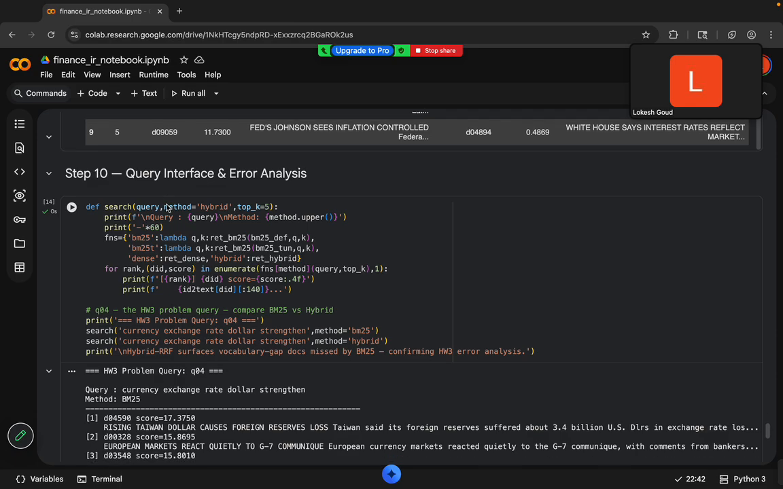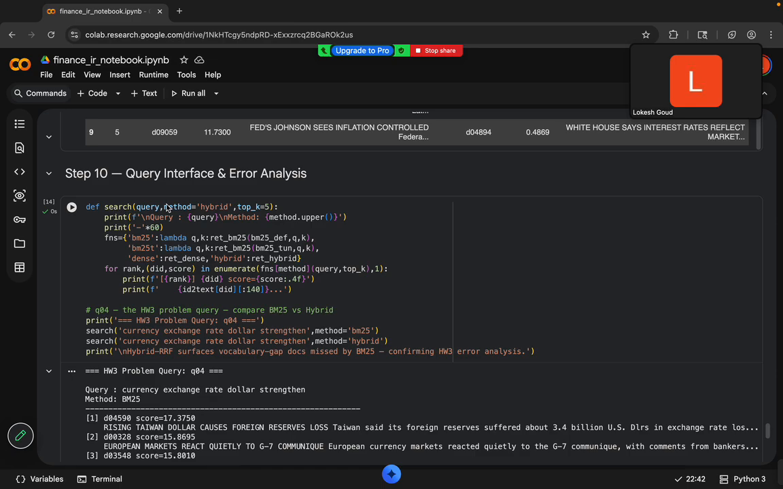Now the key demo query, the homework 3 problem query. First, BM25 only. Look at these results: Taiwan dollar, foreign exchange, and others. These were flagged in my homework 3 error analysis as keyword overlap, wrong intent. Now the same query with the hybrid RRF.